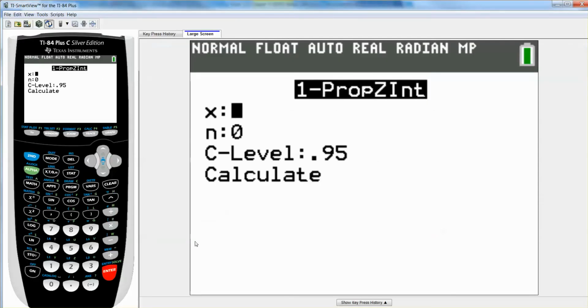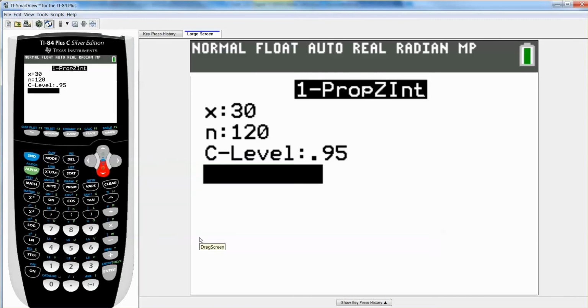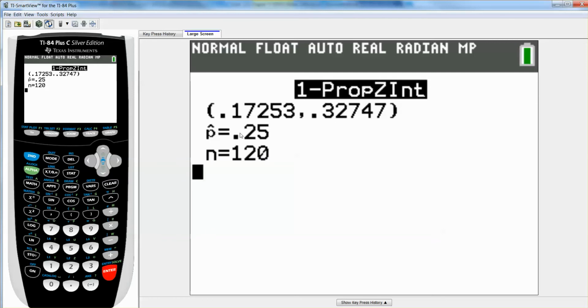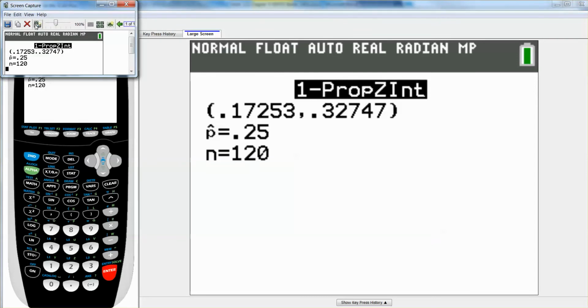So let me grab the calculator. I'm going to type 30 as my x, 120 as my n. My confidence level is 0.95, and I go down to calculate, and there I have it. And notice it tells me p hat is 0.25, and it tells me that n was 120.